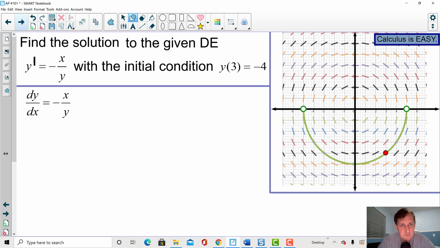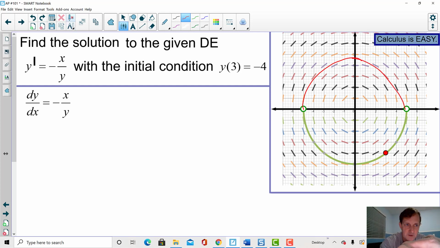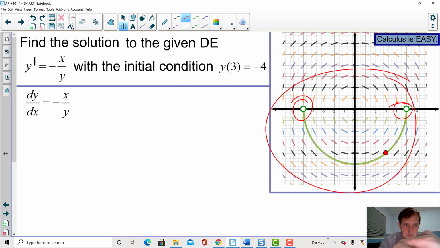We're supposed to find the solution to the given differential equation, y prime is equal to -x over y, with the initial condition y of 3 is equal to -4. You can see our initial condition is right here. This is the point (3, -4). And if we drew the entire function, it looks like it would be some kind of a circle here with a radius of 5. But because we're doing a particular solution, we must have a function, and it also must be differentiable everywhere. So we got these open circles here. And so the graph over here is just the graph of this particular solution.